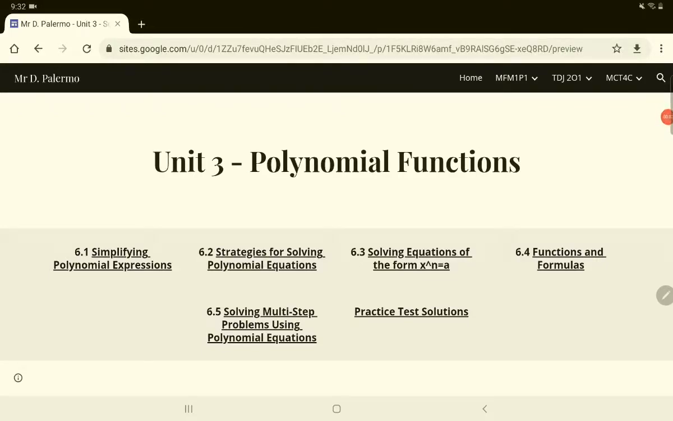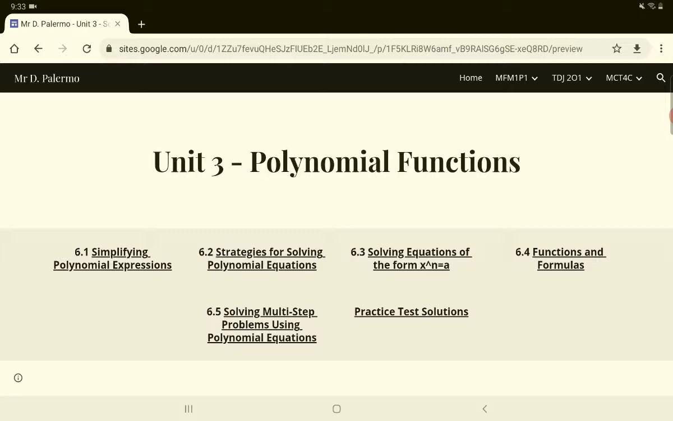All right, so our unit 3 is called polynomial functions. And what we're going to be looking at in this unit is some of the rules and strategies to follow to first simplify polynomial expressions and then be able to solve polynomial equations, eventually getting to the end of the unit where we can manipulate and change formulas to solve for different variables.